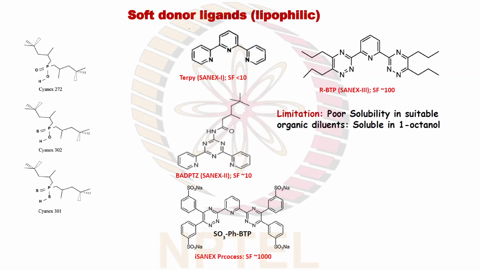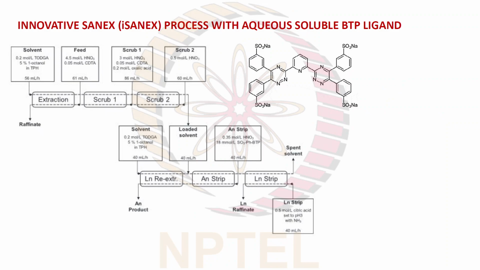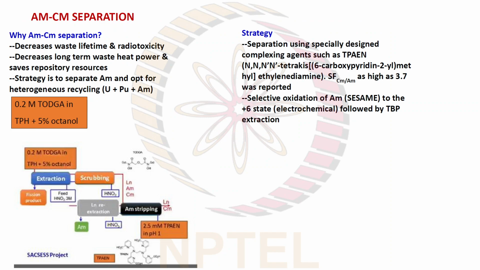The limitation is poor solubility in suitable organic diluent; soluble in 1-octanol. Innovative SANEX process with aqueous soluble BTP ligand, and then actinide minor separation decreases waste lifetime, and radiotoxicity decreases, long-term waste heat power decreases, and saves repository resources.